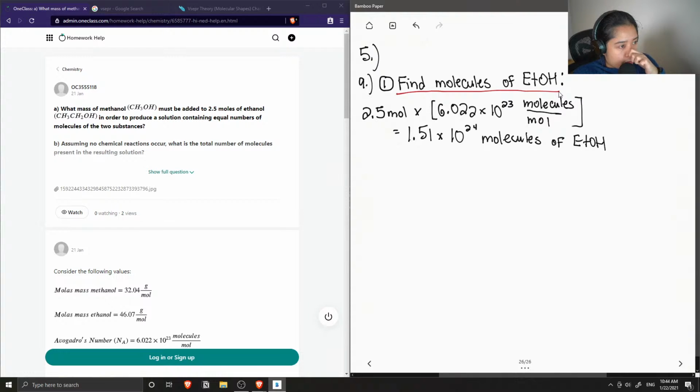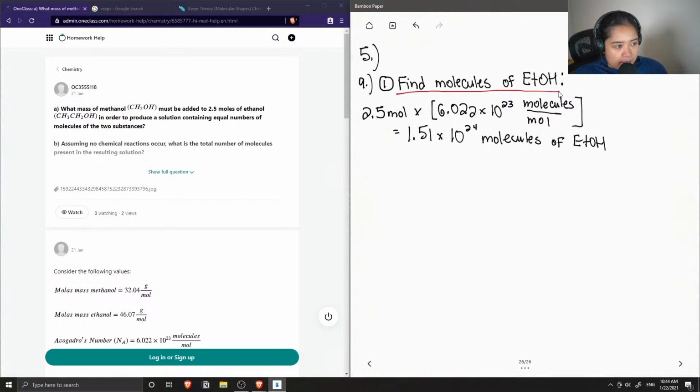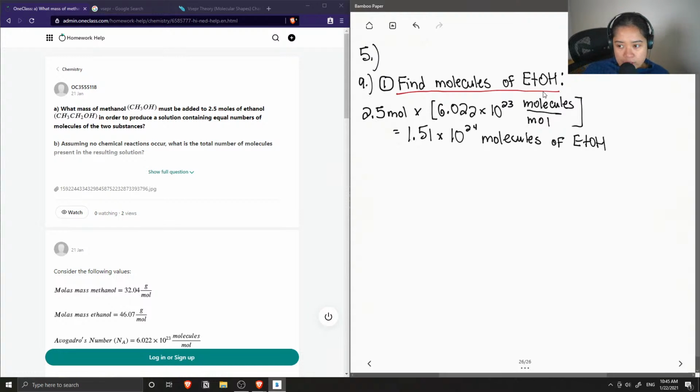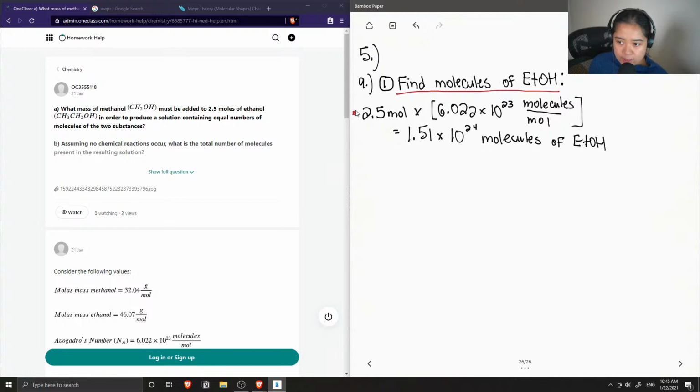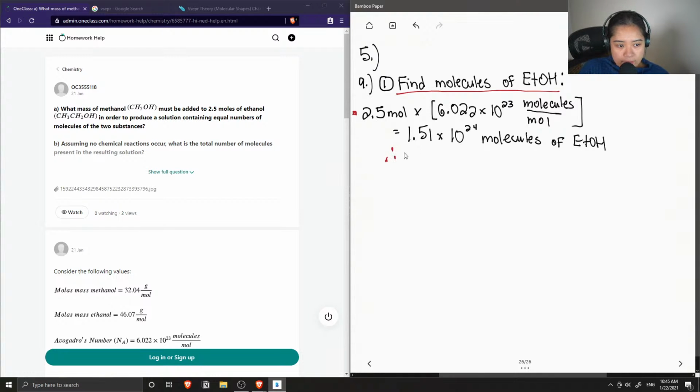So the question says we want to produce a solution containing equal numbers of molecules of the two substances. So notice that if we wanted to have the same number of molecules of the two substances, then we need the same number of moles. So if I were to work backwards and try to find out how many moles of methanol I need, that means I still would need 2.5 moles. So therefore, 2.5 moles of methanol are needed.